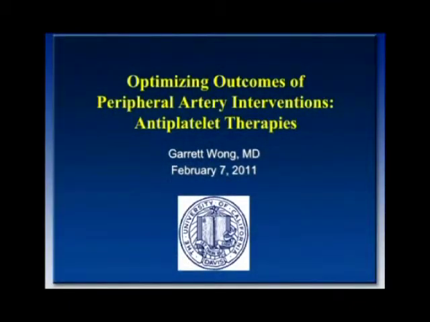Go ahead and introduce our next speaker, Dr. Garret Wong, who is another one of my partners in the Division of Cardiology. Garret is an Associate Professor of Medicine with the Department of Cardiology, and he's going to talk to us about the same topic, except that it's antiplatelet therapy, which obviously has more data.